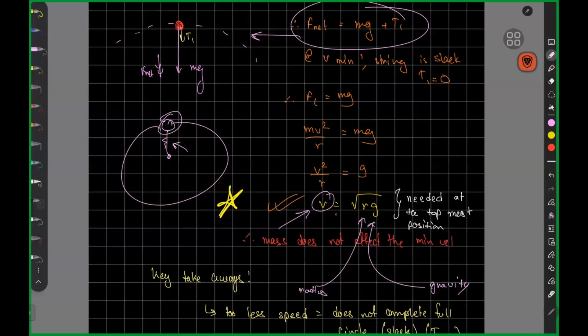So for the minimum velocity, what do we need? The radius and the gravity. That's how you find it out. Are we clear on that? This is the formula for the minimum velocity.